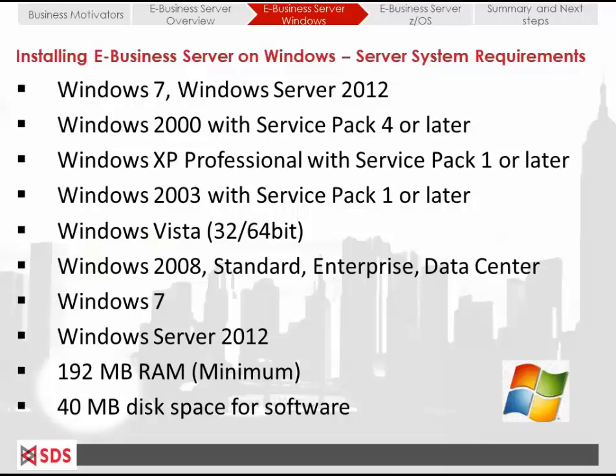So Windows 7 with Windows Server 2012, Windows 2000 with Service Pack 4 or later, Windows XP Professional with Service Pack 1 or later, Windows 2003 with Service Pack 1 or later, Windows Vista, Windows 2008, and Windows Server 2012 are supported. From a storage point of view, we require 192 meg of RAM, that's the minimum, and at least 40 meg disk space for the software.